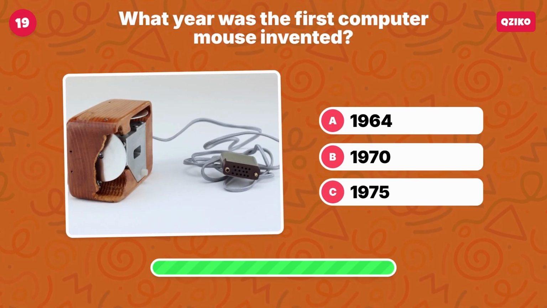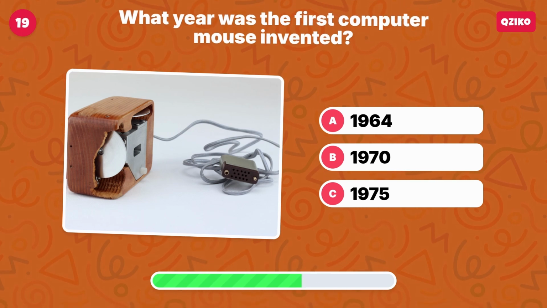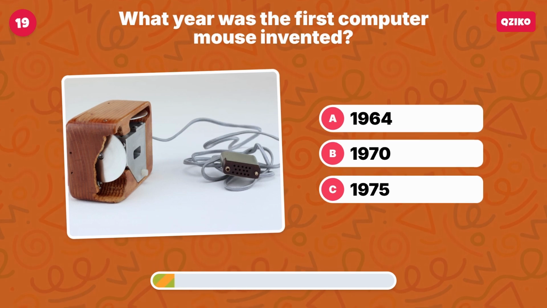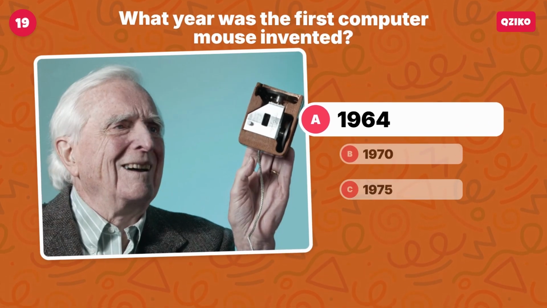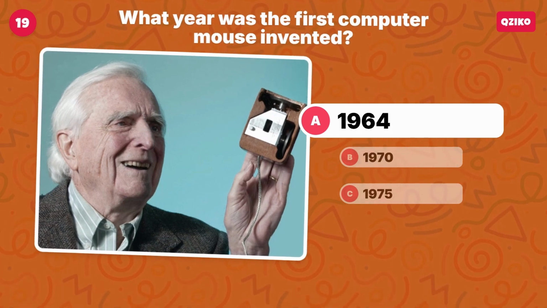What year was the first computer mouse invented? 1964, 1970, or 1975? The first computer mouse was invented by Douglas Engelbart in 1964.